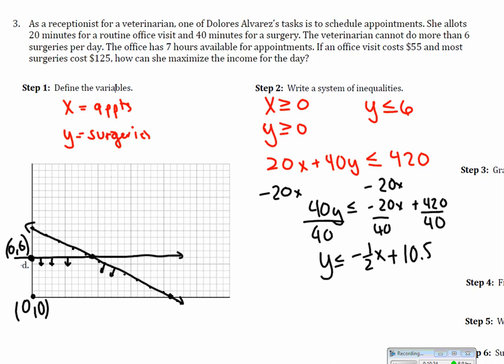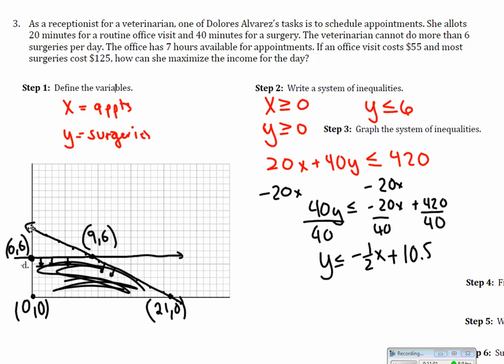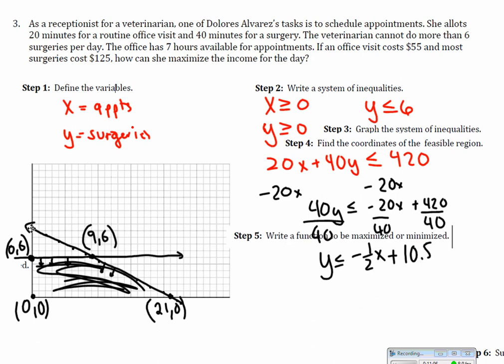All right, this one, 9, 6, says you're doing 9 appointments a day and 6 surgeries. And this one, 5, 10, 15, 20, 21, 0, is saying you're doing 21 appointments, you're doing 7 hours straight of appointments, and you cannot do any surgeries that day. So that's my feasible region right here. So now we've graphed. So let's find the coordinates of the feasible region. We did that. Step 5, write the function to be maximized or minimized.